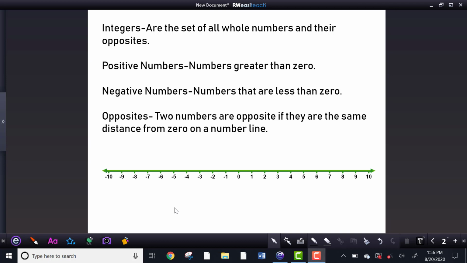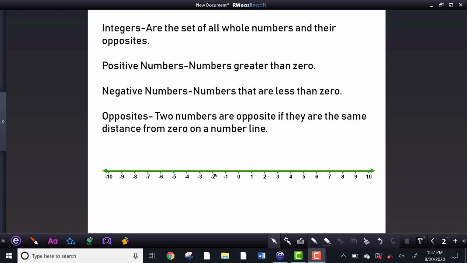And finally, opposites. Two numbers are opposite if they are the same distance from 0 on a number line. So for example, if I have +2 on my number line, that is 2 places away from 0, and -2 on my number line is also 2 places away from 0. So we can easily see, since these numbers are the same distance from 0 on a number line, it is understood that they are opposite.